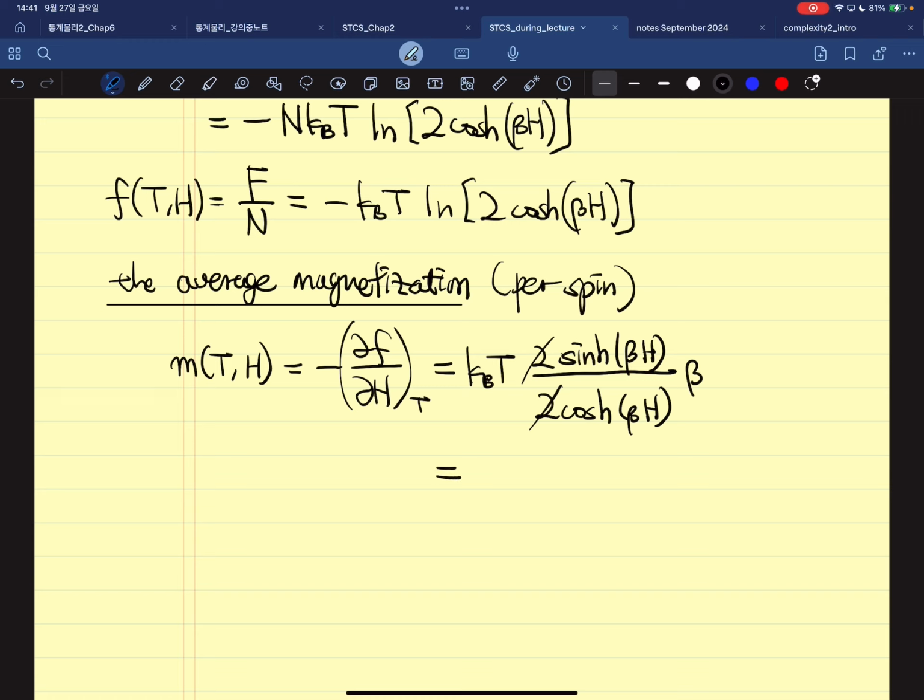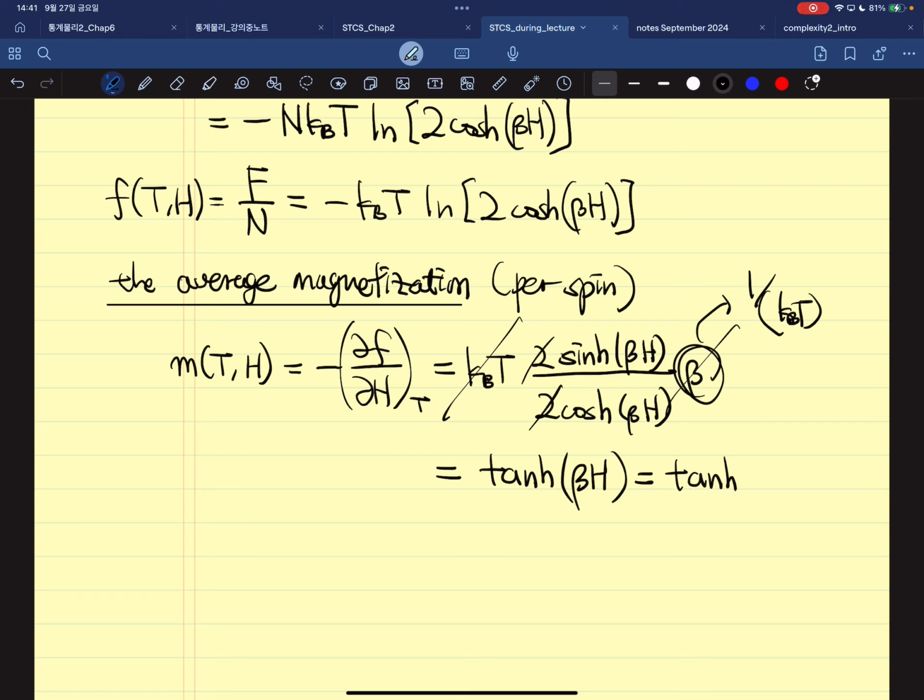But actually, this one is 1 over kBT, so this one just vanishes. Everything is vanished except for the hyperbolic sine divided by the hyperbolic cosine. Anyone remember what this hyperbolic sine divided by hyperbolic cosine is? Yeah, it's the hyperbolic tangent. So somehow we got this very nice simple result. Let's just put this as h over kBT.